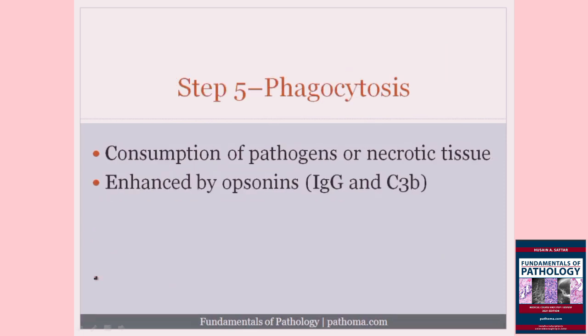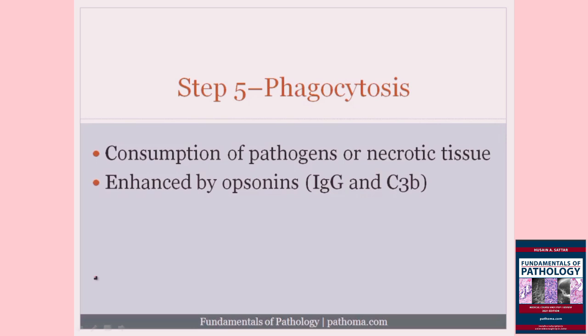Once the neutrophils get to the area of battle, the way they kill is phagocytosis. That is step 5 in this sequence. Phagocytosis is the consumption of pathogens or necrotic tissue. Again, neutrophils are drawn in by infection, or they can be drawn in by tissue necrosis. Phagocytosis occurs, for the most part, blindly. The neutrophil goes in, it's activated, and just begins to eat, consume, and destroy.